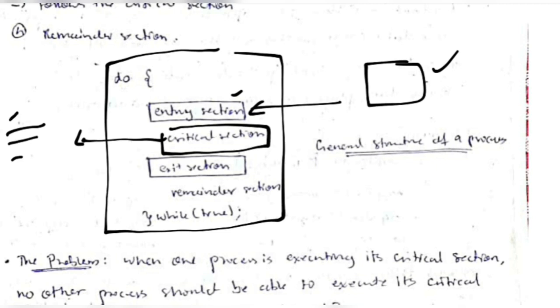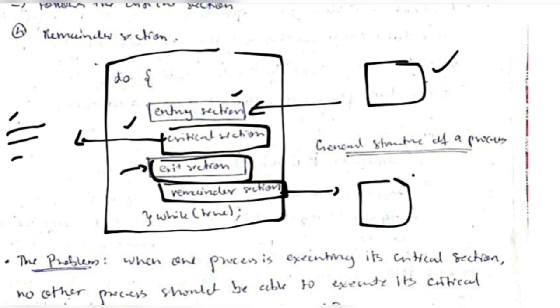And the third one is exit section. After the critical section gets over, it will come to exit section, and then the remaining section will have the remaining code, if any is to be executed, and that will be done here. So this is the structure of a process.